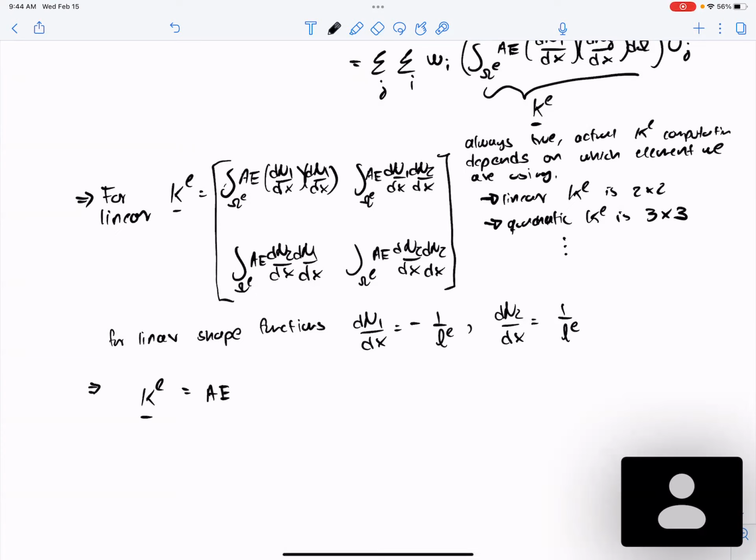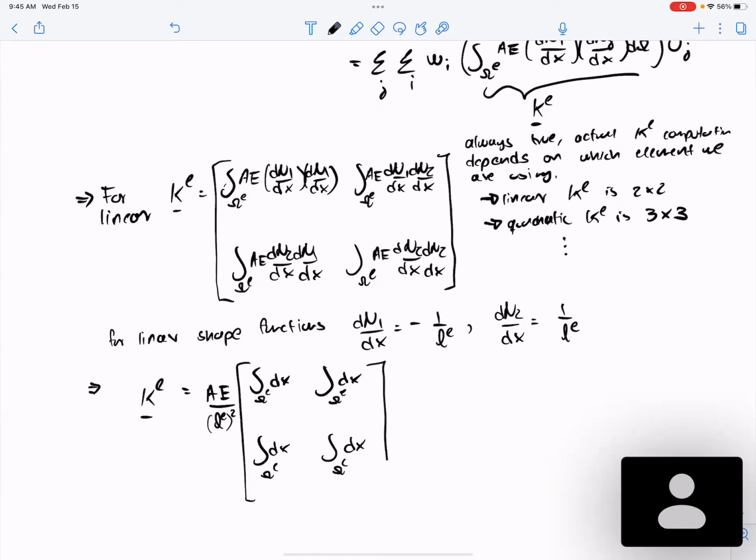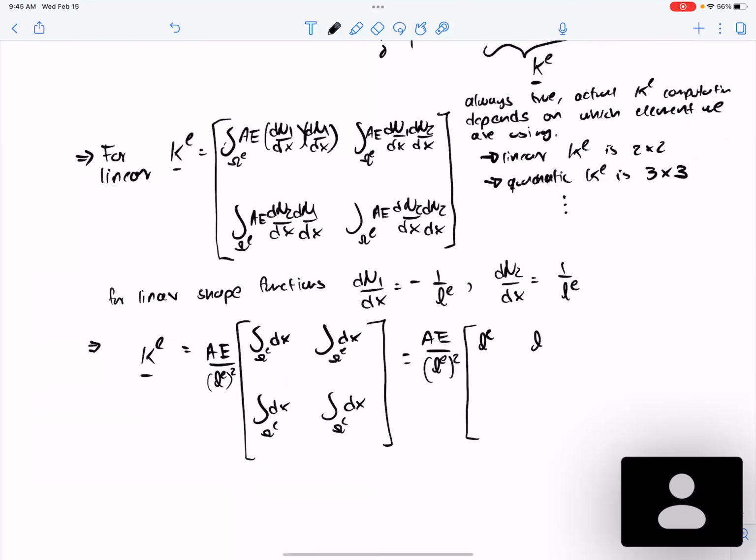you can take out the AE because it's just a constant. And then dN1/dx times dN1/dx is just 1 over length squared, and you can take that out as well. And the integral that you are left with is just the integral of dx over omega e, where omega e is from x1 to x2. It's just the length of the element. So for the linear case, you actually don't need to do any integral. Actually, this ends up being minus. Because of this minus here, in the first one, minus times minus, you get plus, but in the off diagonals, you get minus.